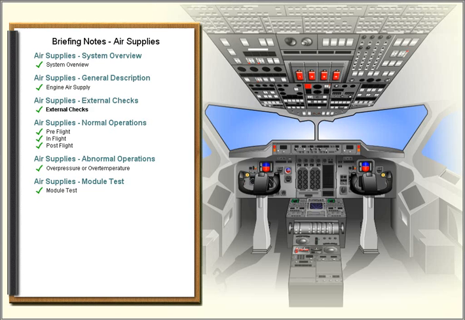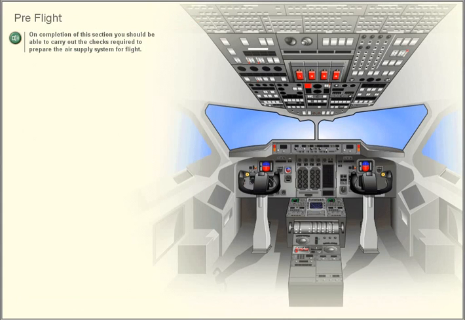External checks. Ensure that all 3 blowout panels on each pylon have not operated and are secure. Pre-flight. On completion of this section, you should be able to carry out the checks required to prepare the air supply system for flight.